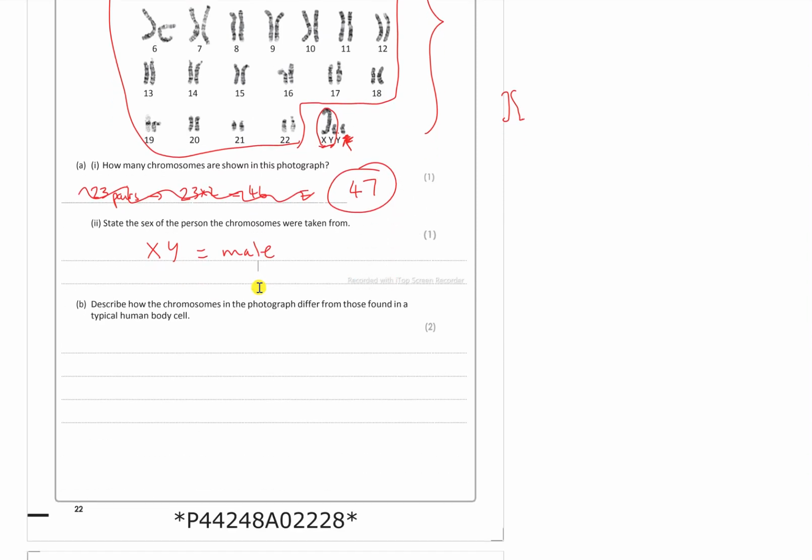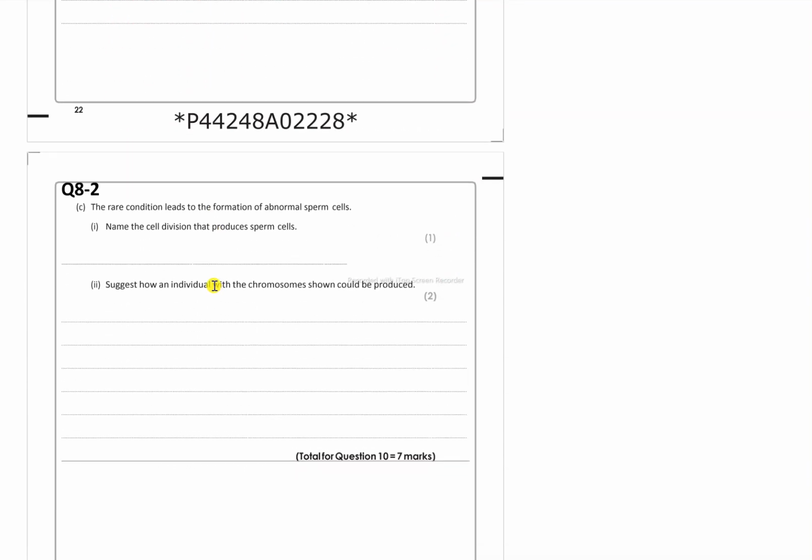Right. A typical human body cell has 46 chromosomes. Here we have 47, an extra Y chromosome. That could have happened for a number of reasons. The rare condition leads to formation of abnormal sperm cells. Name the cell division that produces a sperm cell.